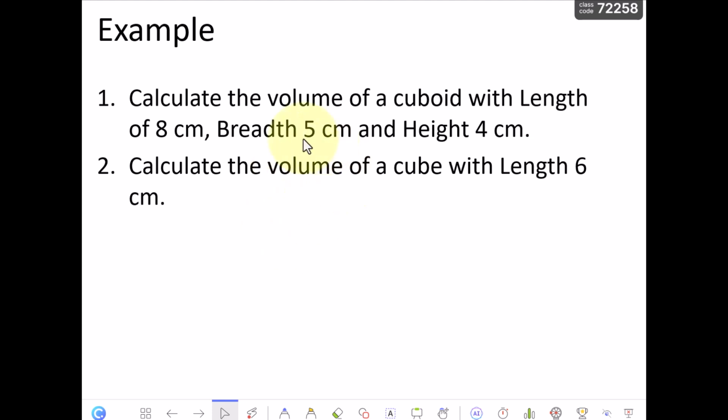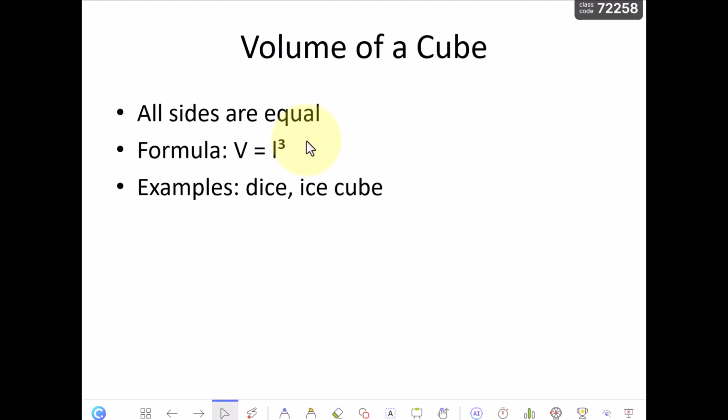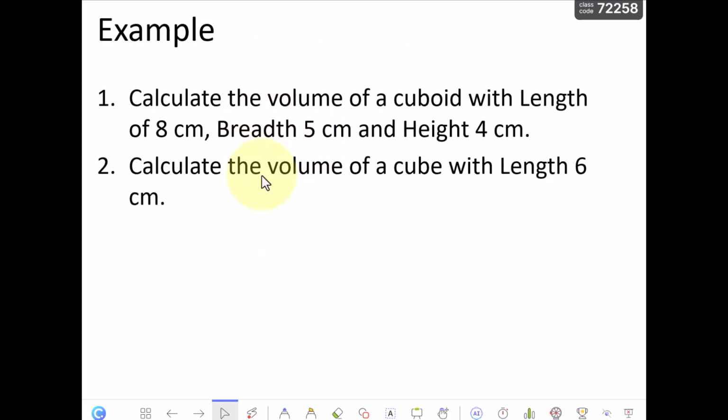So with those two formulas, volume of cube and volume of cuboid, you can solve simple questions like the ones we have here. The first one, number one, is very easy. All you need to do is, what shape are we looking for the volume? It's a cuboid. Then what is the length? 8. What is the breadth? 5. What is the height? 4. So number one solution will just be V is equal to volume, which is 8 times 5 times 4.